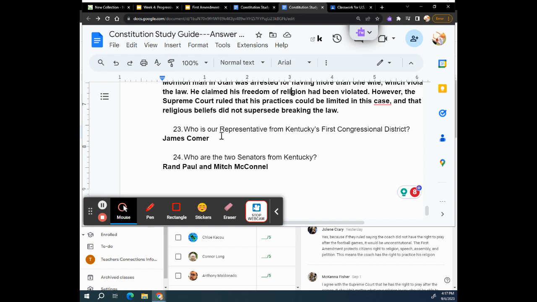All right. The representative from Kentucky's 1st Congressional District, that is James Comer. So from our congressional district. And the 2 senators from Kentucky are Rand Paul and Mitch McConnell. And I think I misspelled McConnell. Sorry about that. These 2 will be your bonus questions. I usually don't tell you all the bonus, but I'm telling you now because I think it's important to know your congressman. If you have any questions, just ask me.